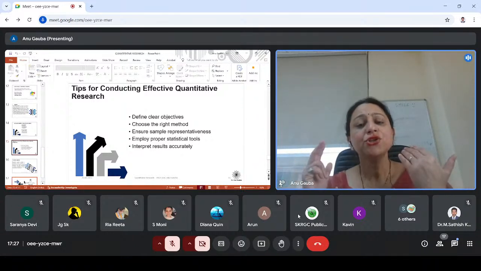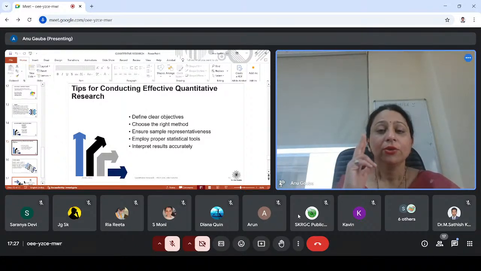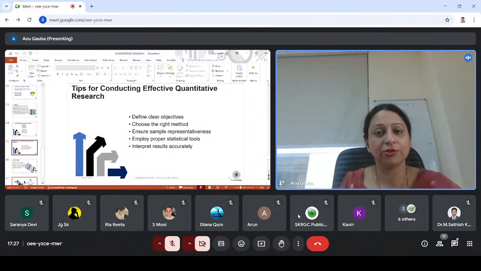Another thing, ensure sample representativeness. Make sure you give a chance to everybody to be a part of that particular research, right?